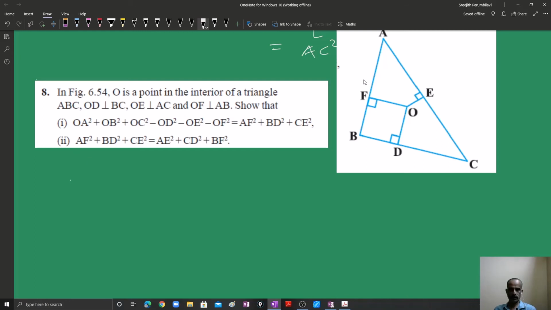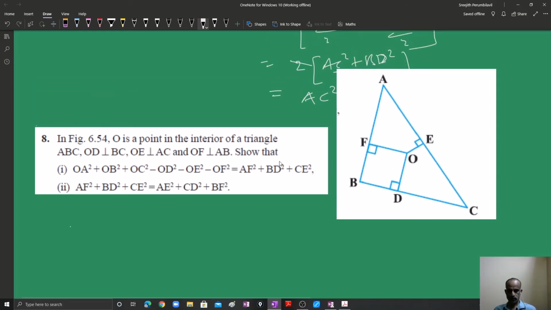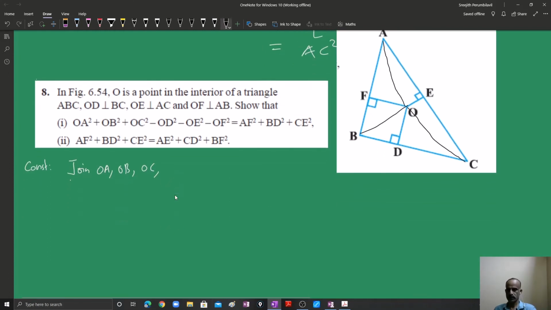OA square plus, where is OA? No OA. So first we have to join all of them, the construction part. Join, because what is asked is OA, OB, OC. Don't ask me why we didn't write what to prove and all that. That's your job, you do that. Now we are joining OA, OB and OC, right? We get different right triangles.